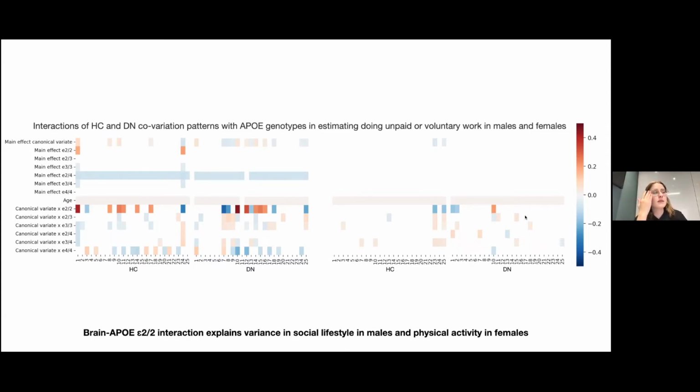But here we showed that the canonical variant, so the hippocampus default network covariation expression, interacts with E2 in predicting variance on these different risk factors that are related to social lifestyle.